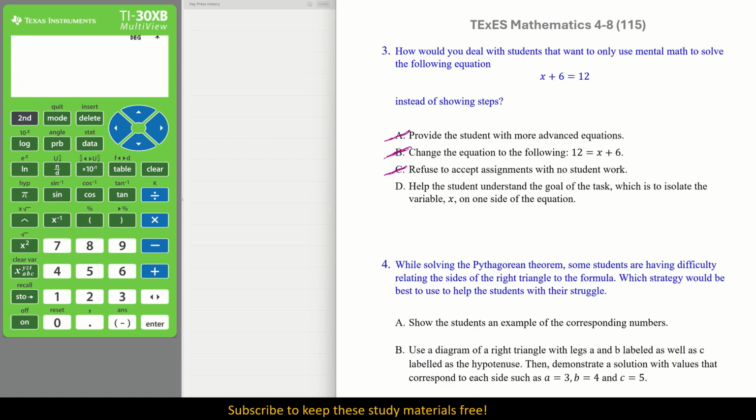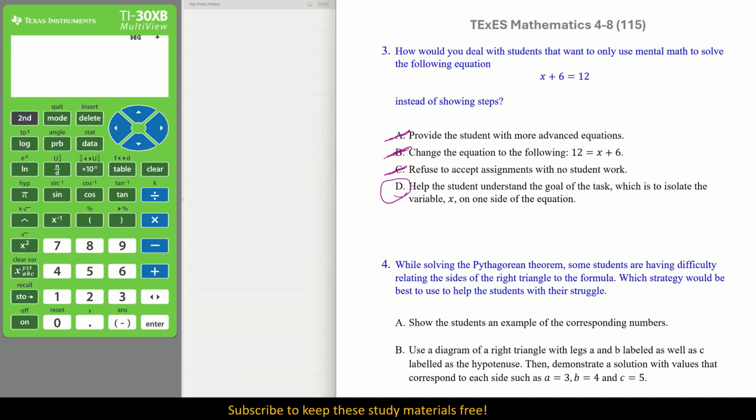Help the student understand the goal of the task, which is to isolate the variable x on one side of the equation. That's usually what I say. I tell them the name of the game is to get x alone. And then from there, I say, if you don't play the game correctly, then you don't get credit for playing, or something like that. So you just have to explain to them they have to show that they can play the game. So D would be the best choice. That's exactly what I would say.